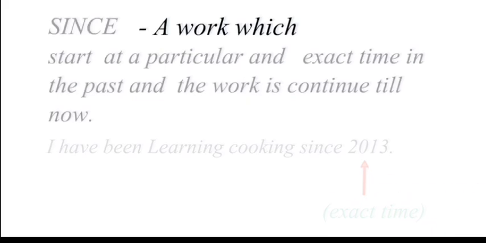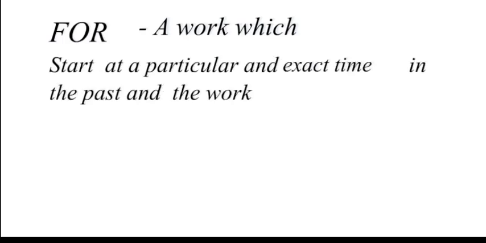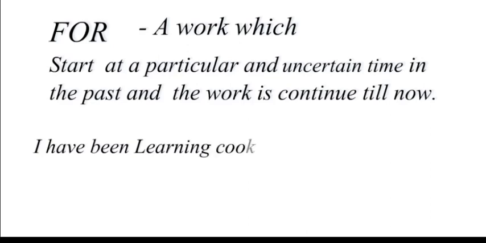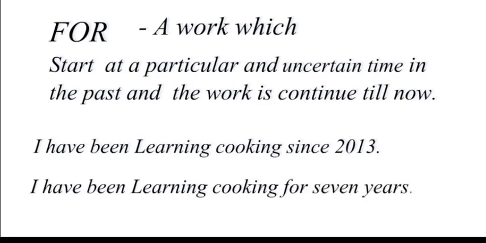Now we talk about for. The usage of for is the same as the usage of since except for only one thing. That is the time. So in since we talk about certain time, exact time, and in for we talk about uncertain time. Let's see the same sentence to understand this fact. I have been learning cooking since 2013 and I can say the same sentence as I have been learning cooking for 7 years. So what's the difference? 2013 is a certain time and 7 years is an uncertain time.